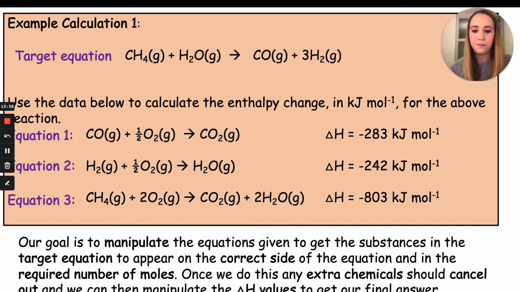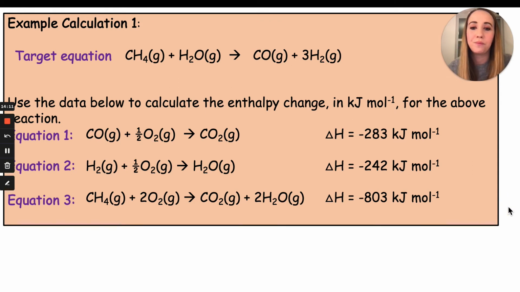Okay, so we are manipulating our equations. We're going to focus on which chemicals in the equation are part of the target and what we need to do, where we need to get them, how many moles we need. And once we've done all of that, we're going to make the same changes to our delta H values, and at the very end we can sum up our delta H values to work out the delta H of the target equation.